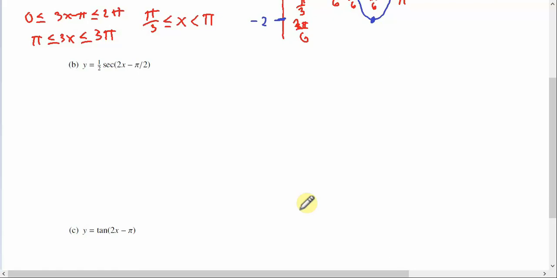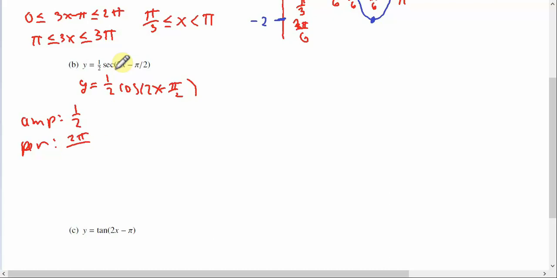Well, the next one is done similarly. It's just that now I'm doing secant, which means I'll first draw the graph of cosine. So I'm going to actually consider 1/2 cosine of 2x minus pi over 2. And I'll do the same as I did above. The amplitude I can see is 1/2. The period is 2 pi over 2 because of that 2, which is pi.